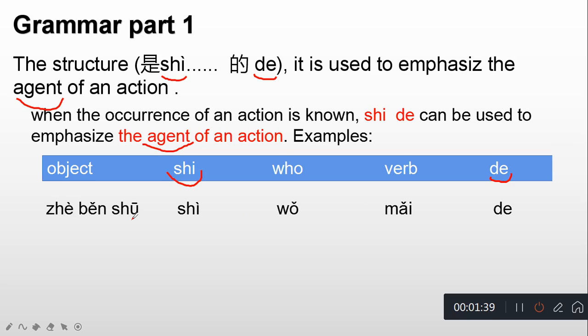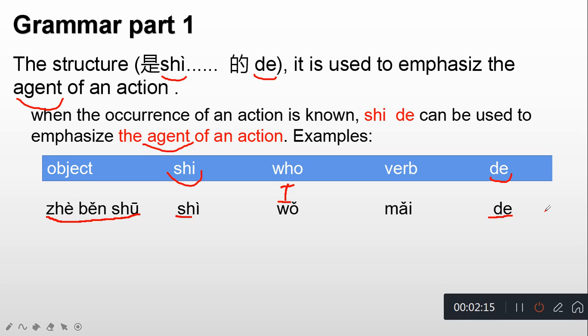这本书是我买的. 这本书, this book, is the object. 是 is the same. Who is 我, I. Verb, which is 买, means to buy, and here it means bought. Later when we translate it you will find out. And then the last one, 的. You see 是 and 的, where do we put these two words in a sentence?